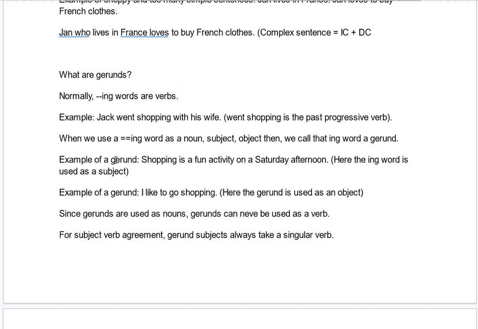Another example, so a gerund can be used as a subject: shopping is a fun activity. And a gerund can also be used as an object: I like to go shopping. Okay, so objects always come after the verb.